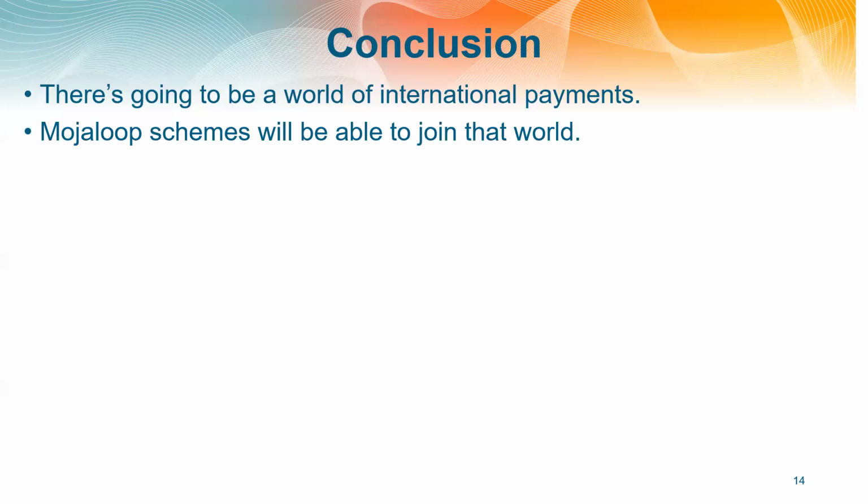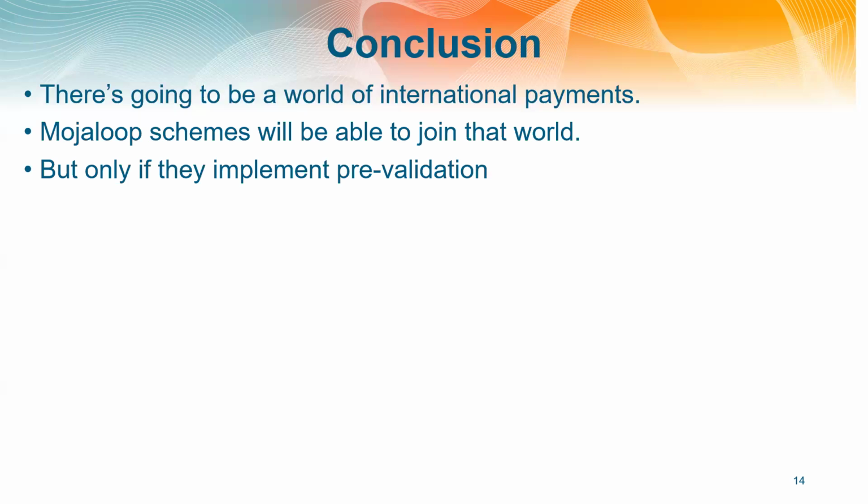Mojaloop schemes, we think, will be able to join that world, but only if they implement pre-validation. So I want to say, in our view, pre-validation is a fundamentally important building block for jurisdictions across Africa and Asia to join the emerging international payments network and to become properly functioning and contributing partners to it. That's all I have to say.